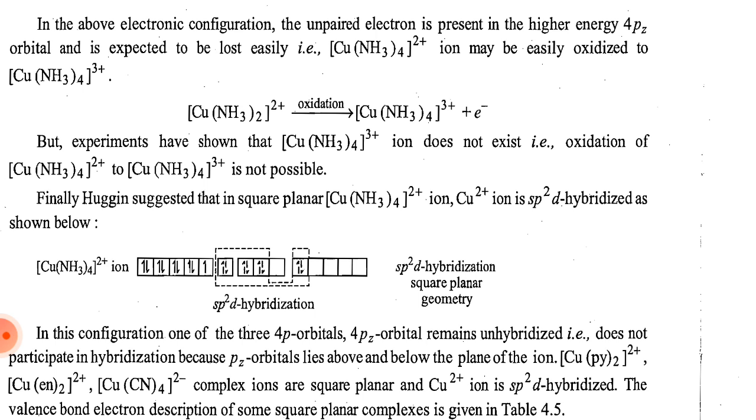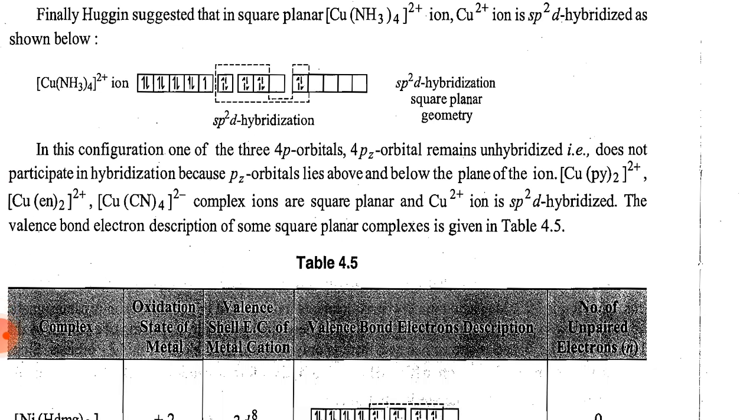Finally, Huggins suggested that in the square planar [Cu(NH3)4]2+ ion, the copper 2+ ion is sp2d hybridized as shown below. The ion will have 9 plus 8, that is 17 electrons. One unpaired electron is present, and it will form sp2d hybridization, giving square planar geometry.